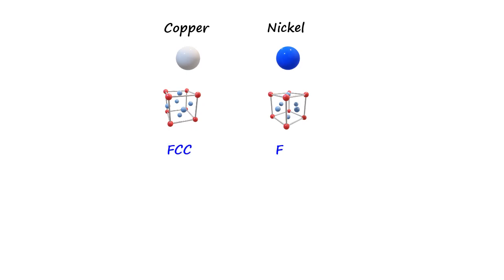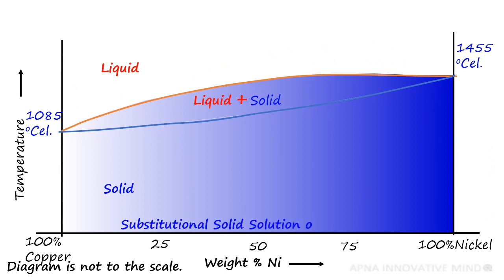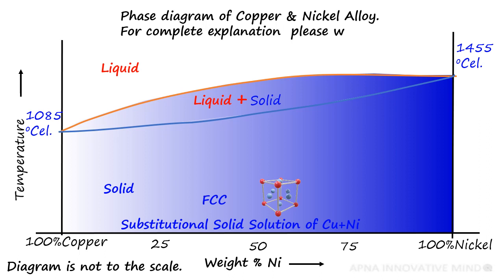Copper and nickel atoms are near about same size. Both have same crystal structure, that is FCC. Both have complete solubility in each other in liquid phase and solid phase. They combine to form substitutional solid solution. Crystal lattice structure of alloy is also FCC. Here is a phase diagram of copper and nickel alloy. For complete explanation, please watch my previous video.